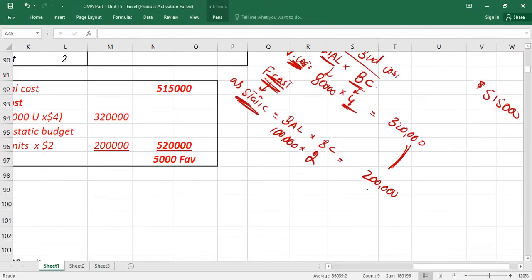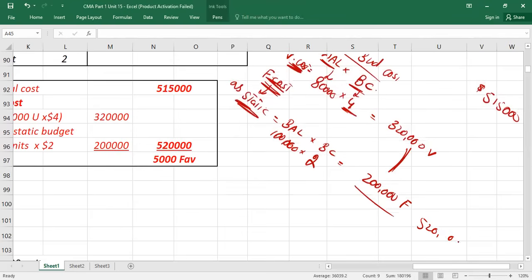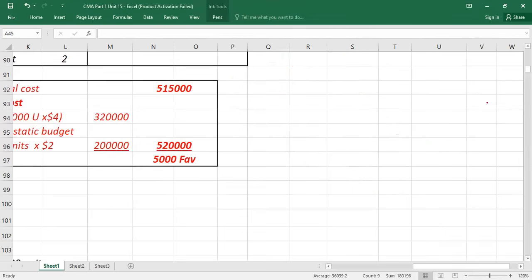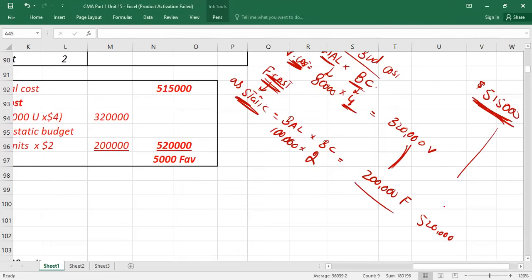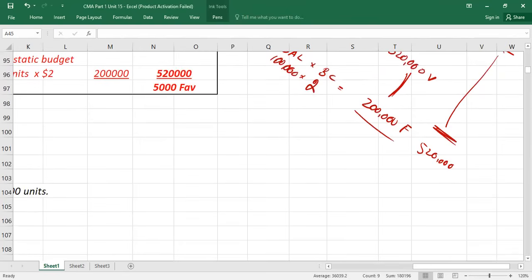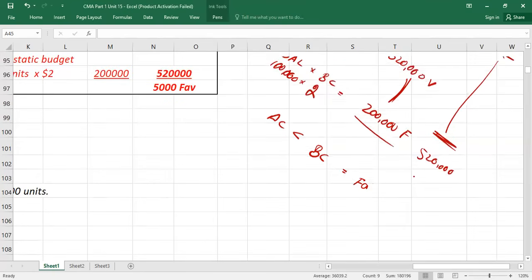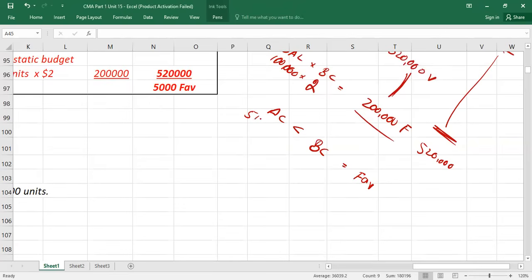If I add the total budgeted cost, this is the variable, this is the fixed, so total budgeted cost is going to be $520,000. So what was the actual cost? Actual cost is 515,000. And what is the budgeted cost? 520,000. So budgeted cost is more, or simply, whenever actual cost is less than budgeted cost, this is called favorable variance. And this is the case here because actual cost is 515,000 but the budgeted cost is 520,000. So the variance is 5,000 favorable.